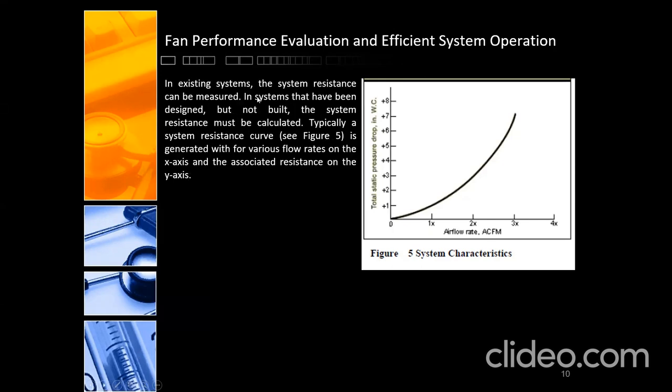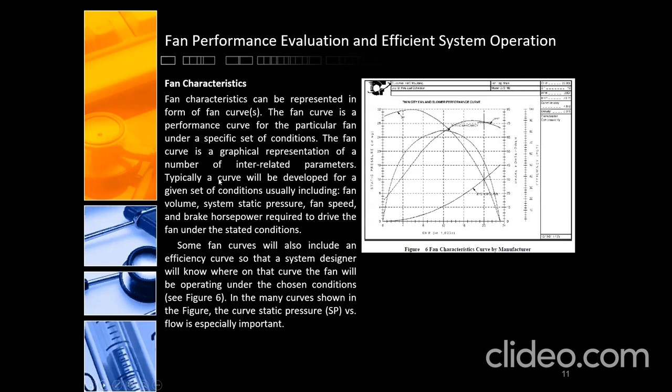In an existing system, the system resistance can be measured. In a system that has been designed but not built, the system resistance must be calculated. Typically, a system resistance curve, figure 5, is generated for various flow rates on the x-axis and associated resistance on the y-axis. Kanina yung system curve sa pump. Ito naman, fan characteristic. So, fan characteristic can be expressed in the form of a fan curve. Ito yung system curve natin, system characteristic.